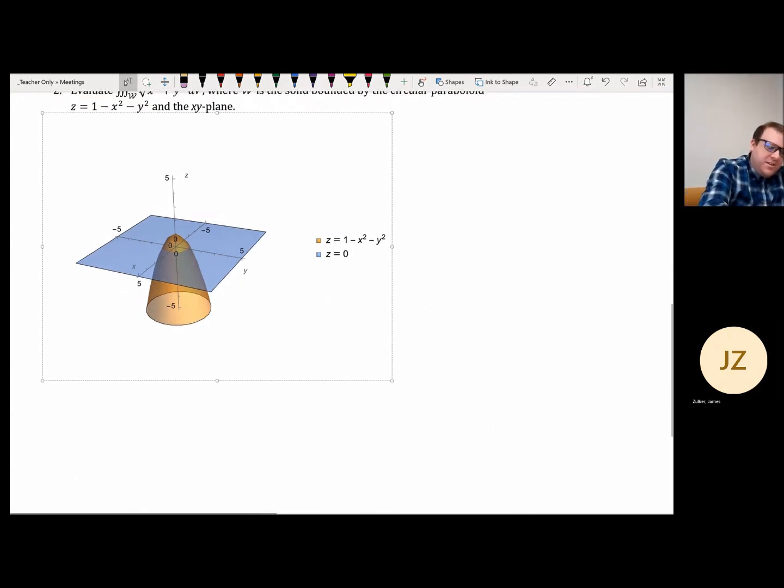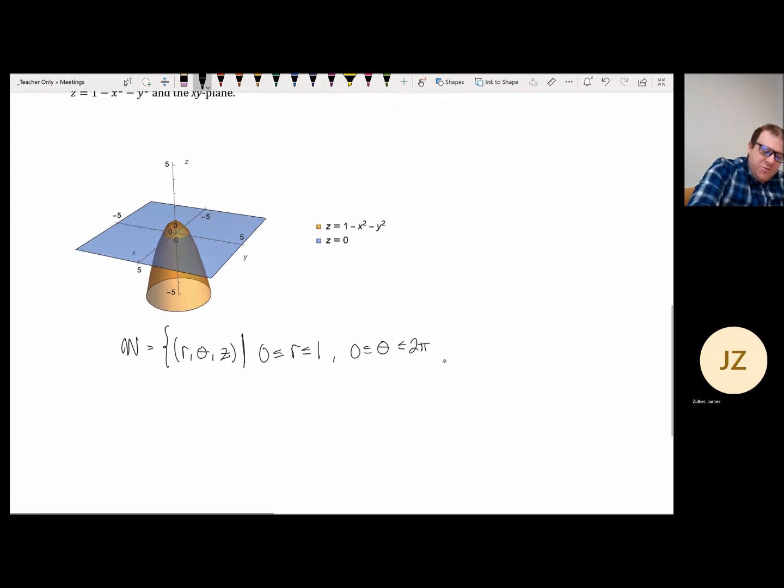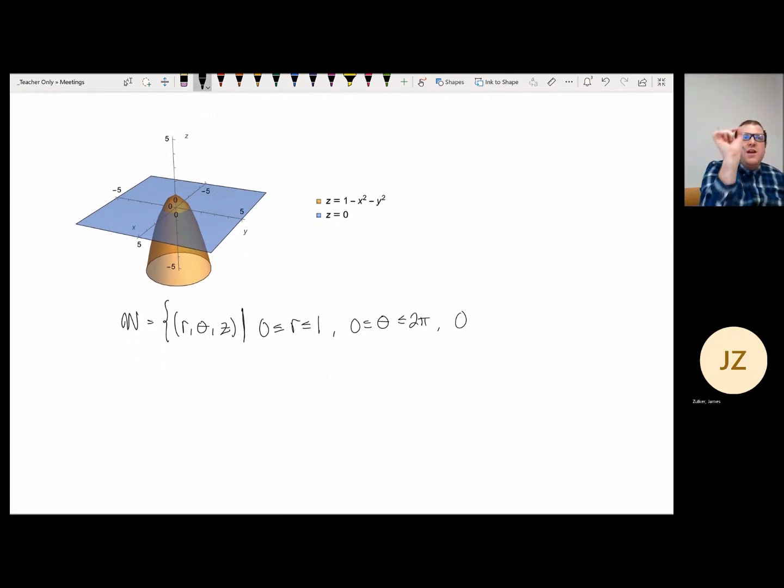I'm going to write out the region real quick. All right, cylindrical is an ordered triple, r, theta, z. It's actually a unit circle. So r goes 0 to 1. That means theta goes 0 to 2 pi. z will go from the plane 0 up to whatever that r curve is, which is just 1 minus x squared minus y squared in cylindrical, which is 1 minus r squared. And this is where we'll pick up tomorrow.